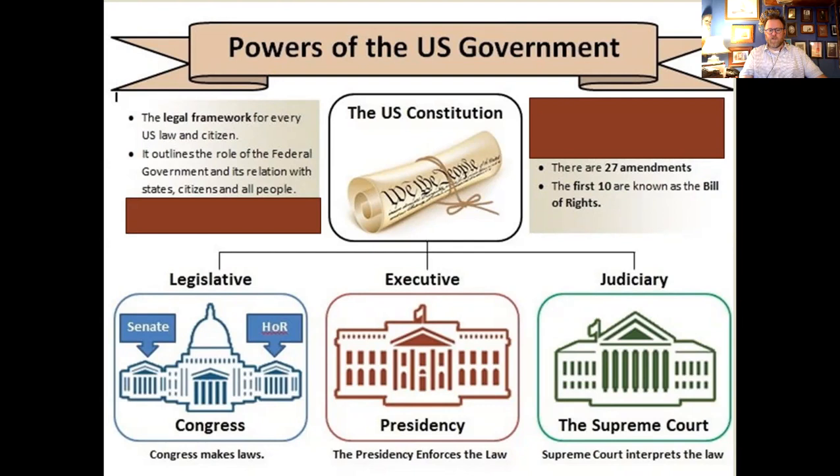And then you have the judiciary, the Supreme Court, and their job is to interpret the law. You see down below, Congress makes the laws, the president enforces the law, and the Supreme Court interprets the law. And they interpret it all under the ultimate authority of the U.S. Constitution.